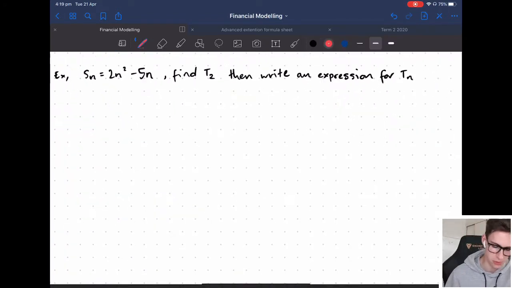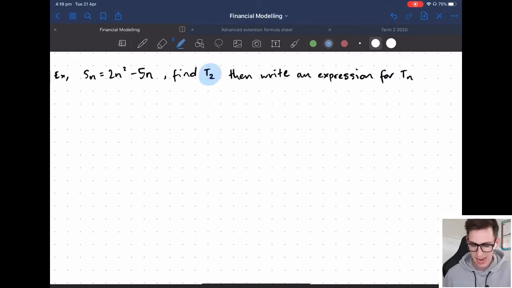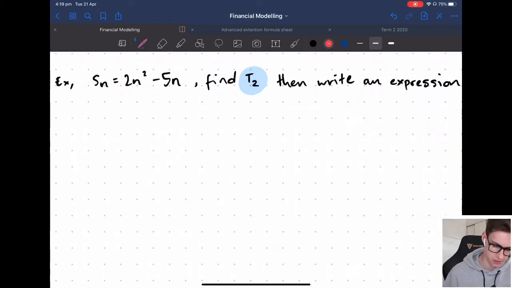With that same formula, I want to find the second term. Second term. And then I'm going to write an expression for any term. So I'm starting with the series formula. I'm going to use that to find the second term. And then I'm going to go back and write it as an explicit rule for any term in the sequence. So kind of going between the two lessons that we've been working on. So to start with, finding the second term.